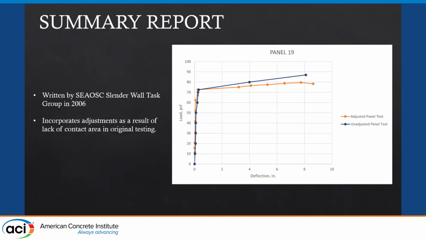So in 2006, a summary report was created by the SEAOSC Slender Wall Task Group to try to take into consideration that contact area concern and incorporate adjustments into the results. But as you can see from this graph right here, before cracking, the behavior was almost exactly the same. And no adjustments were actually made as this issue only concerned loads that were above yield.